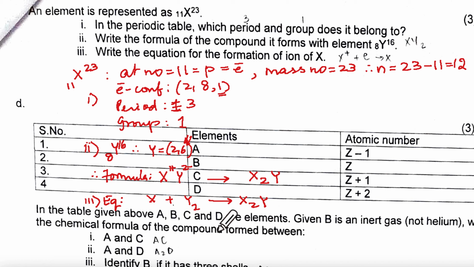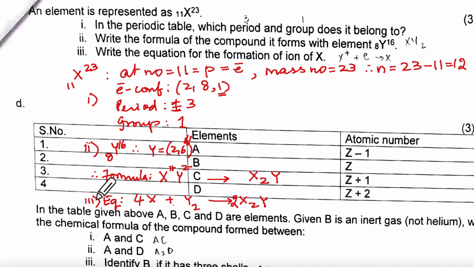Correct? So if I have 2 Y's, I'll have to write 2 here. So how many X's do you see here? 4. Did you understand the reaction? Oh, they asked for the formation of the ion of X.